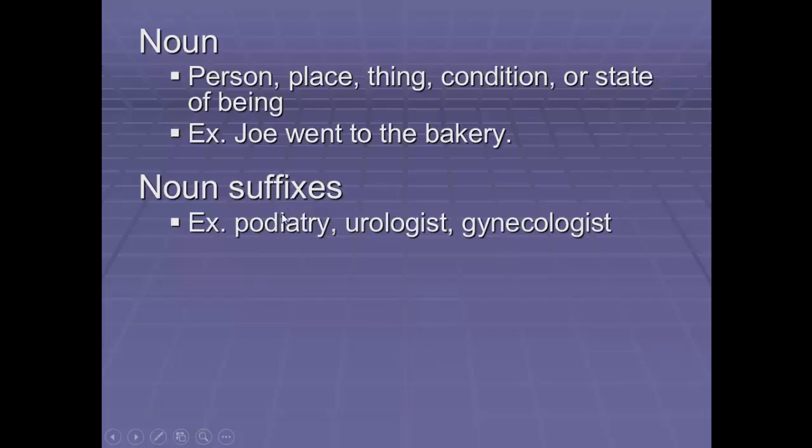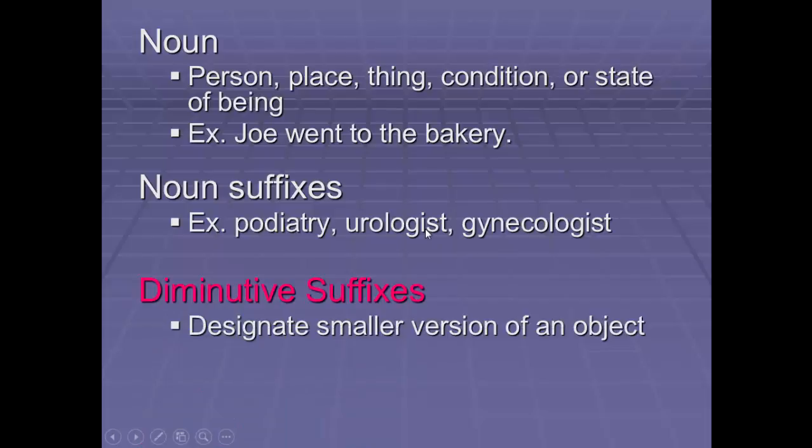These all make these word roots into a noun, and we'll learn that ologist means one who specializes in the study of. There are also diminutive suffixes which designate a smaller version of an object. So in the examples, ol, yule, and icle are all suffixes that mean a smaller version. In the example arteriole, it is a smaller version of an artery. In the example venule, it is a smaller version of a vein. And in the example particle, it is a smaller version of a part.